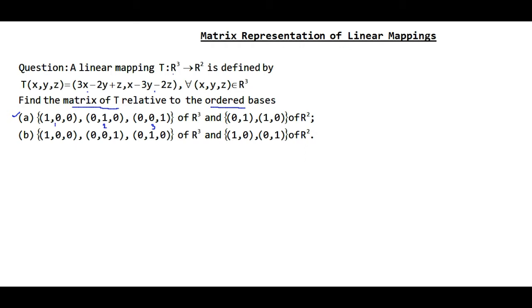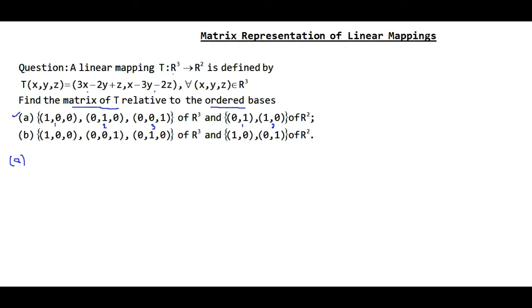Order means here we have the first vector of the basis, here we have the second vector, and here we have the third vector of the basis. The order of the vectors is a very important thing to represent the transformation by a matrix. So the order of the vectors in the basis set is very important. We have the basis of R3, and also the basis of R2. Here also this is the first vector of the basis and this is the second vector. That is very important when we are talking about the matrix of T.